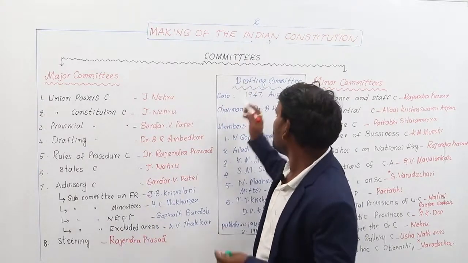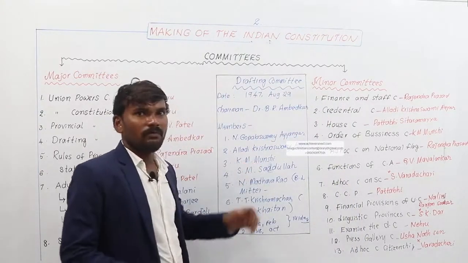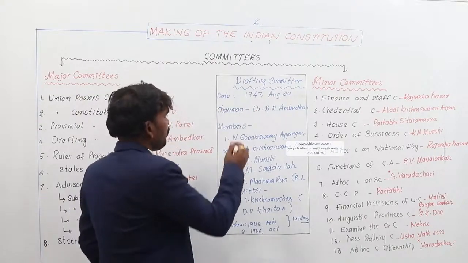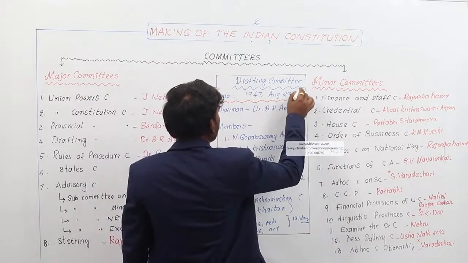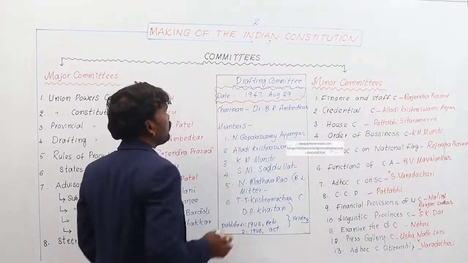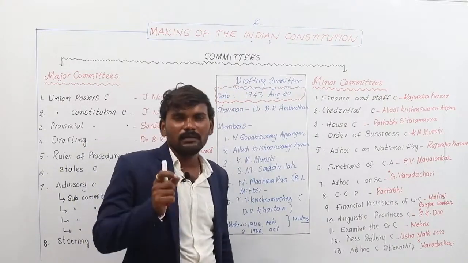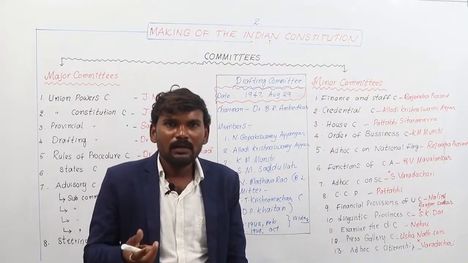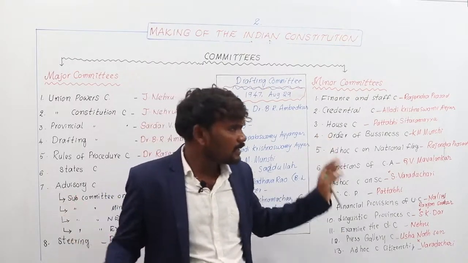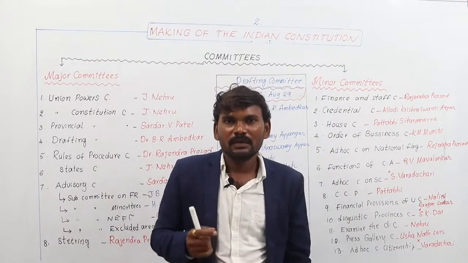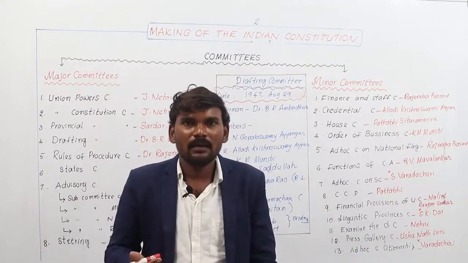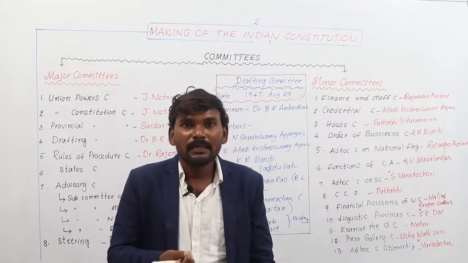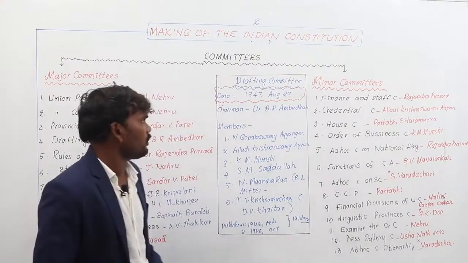That is none other than the Drafting Committee. The Drafting Committee was set up by the Constituent Assembly on August 29, 1947. Important date. The main function of the Drafting Committee is to examine and discuss the various recommendations given by the other committees and make a draft constitution. That is the main function of the committee.